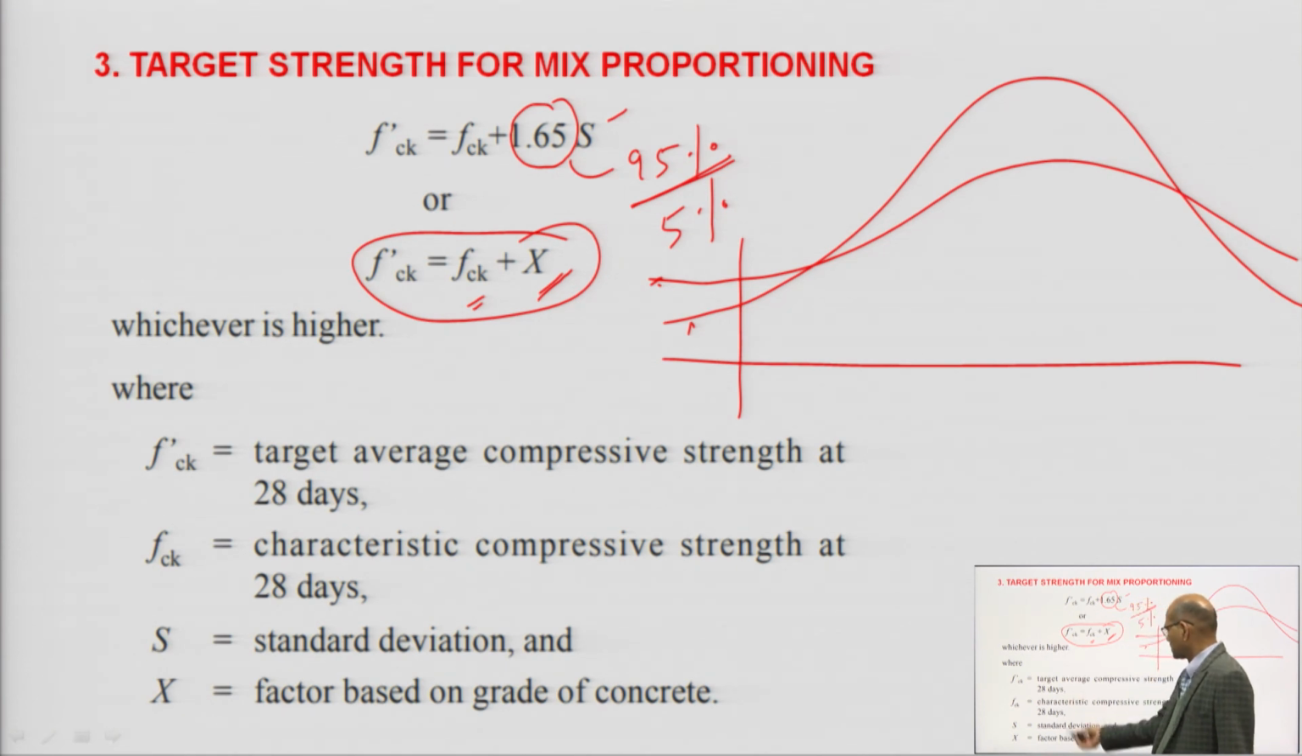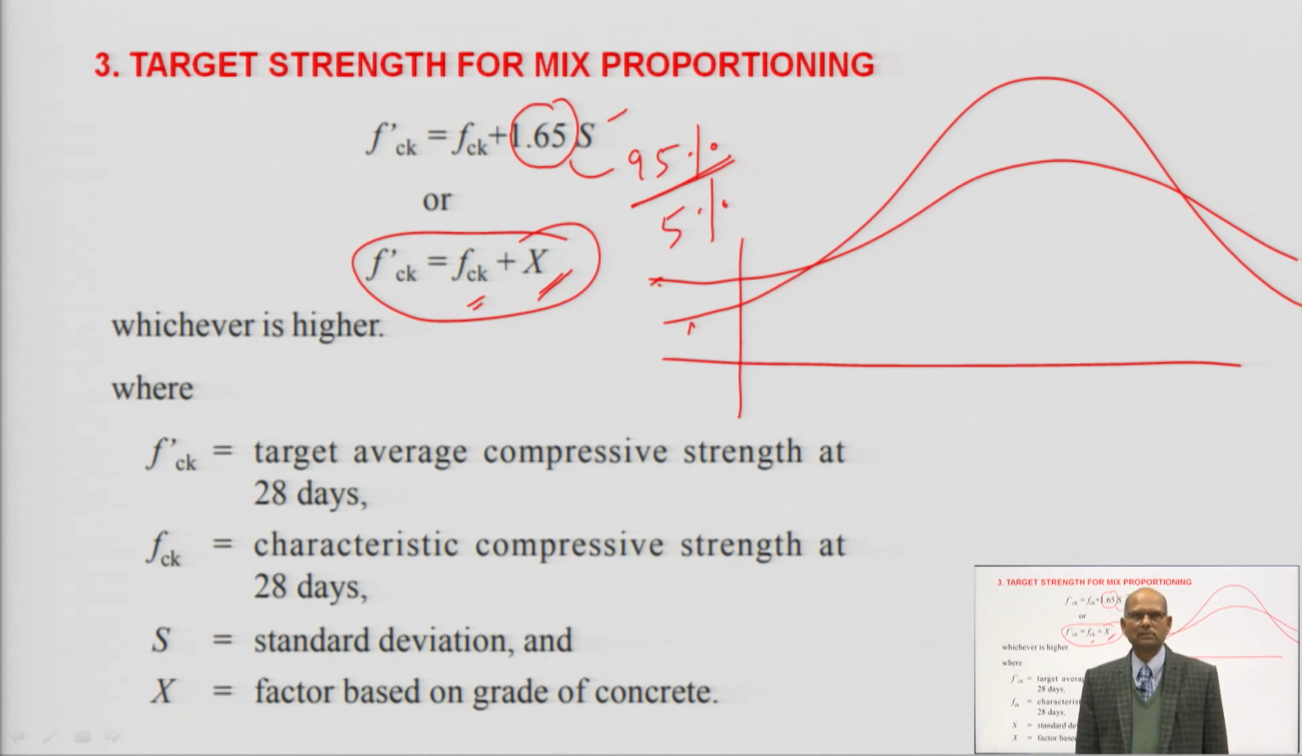This has been written here: f'ck is the target average compressive strength at 28 days, fck is the characteristic compressive strength at 28 days on cube of size 150 mm by 150 mm by 150 mm, s is the standard deviation, and x is a factor based on grade of concrete. So, this value of standard deviation, if you do not have the initial data, because for the contractor you do not have their previous record.